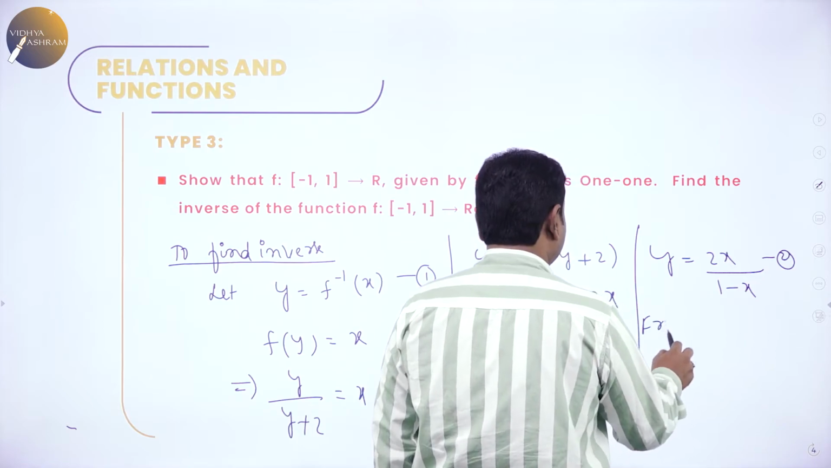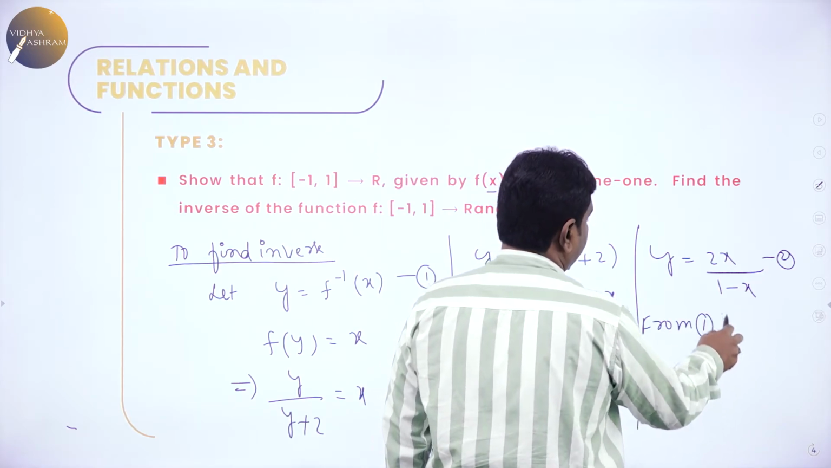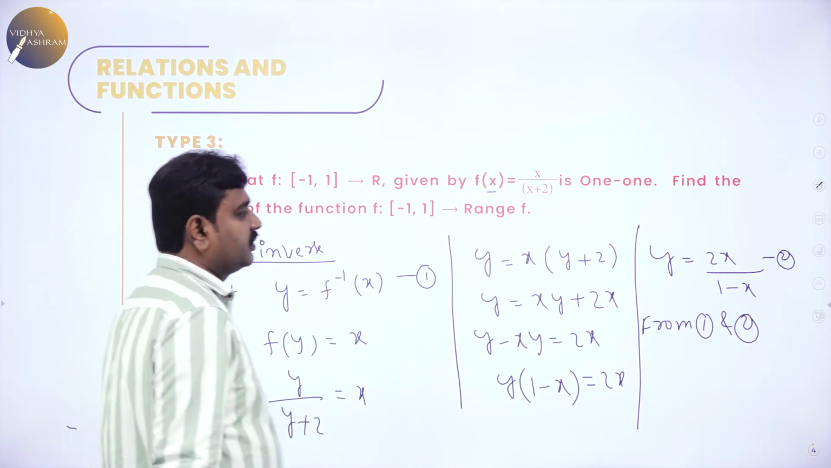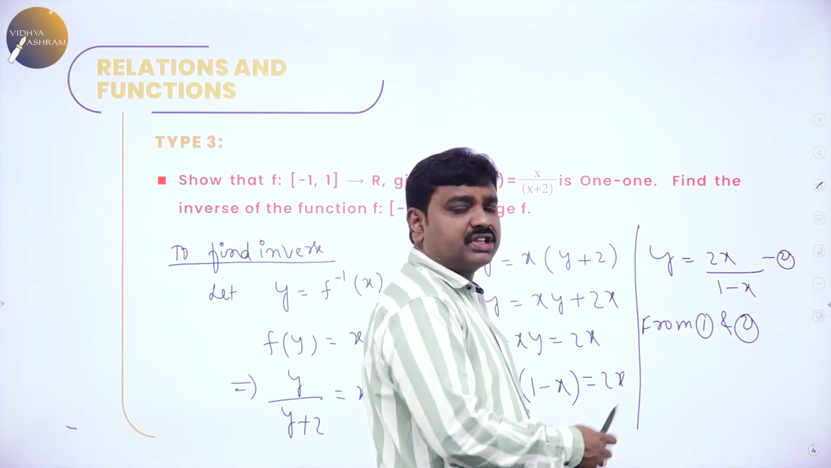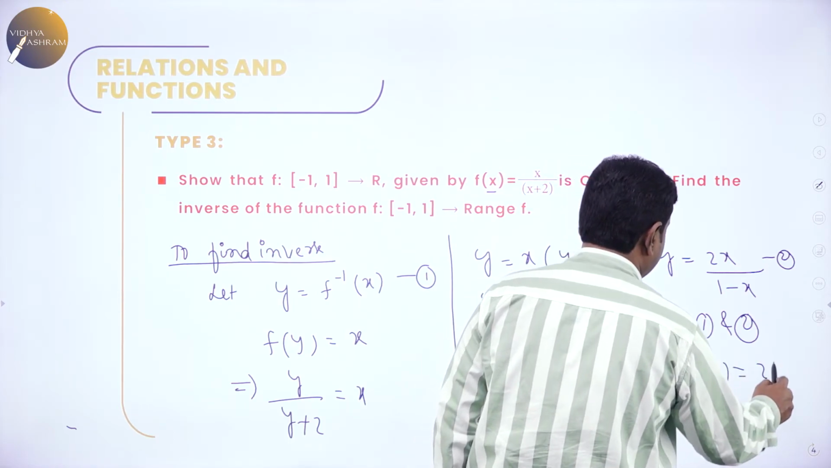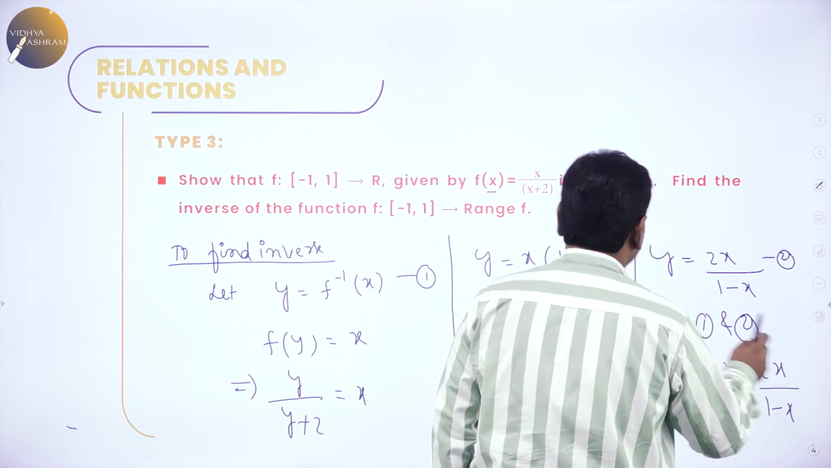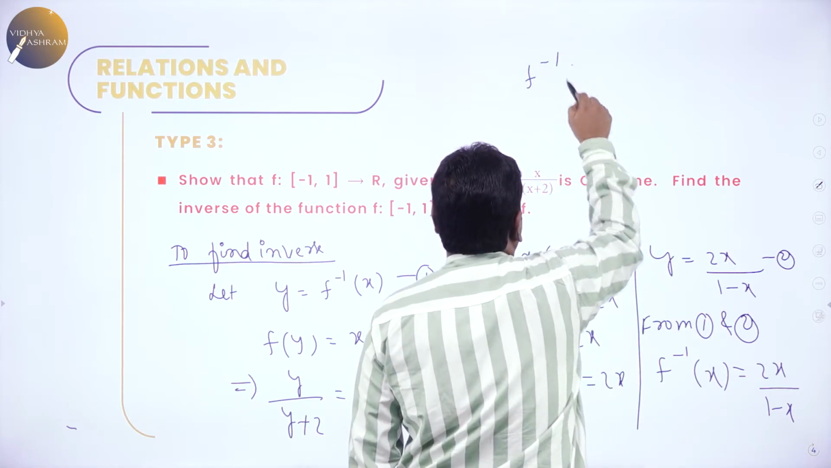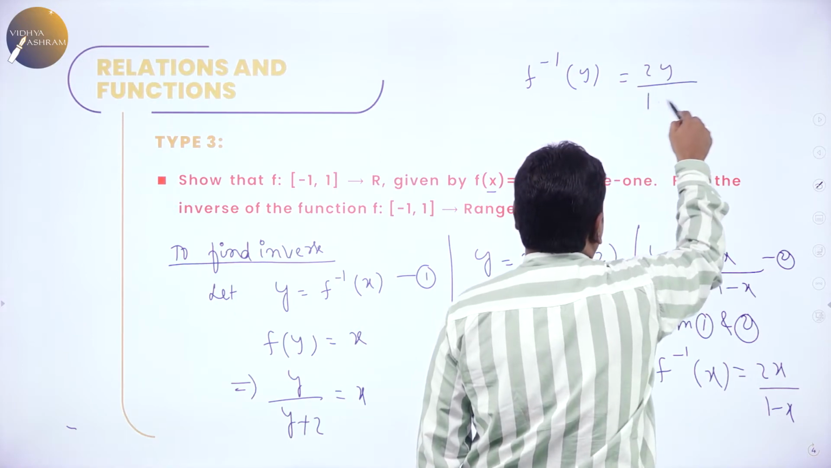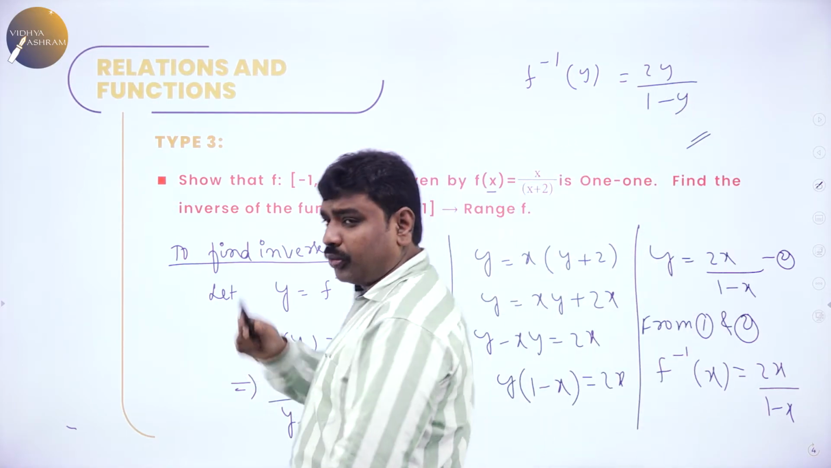So from equation 1 and equation 2, observe: in 1 it is f inverse x, and this is also this. In 1 and 2 the LHS is the same, so equate the RHS. Therefore, f inverse x is equal to 2x divided by 1 minus x. If they want you to find f inverse y, in the place of x substitute y. It will become 2y divided by 1 minus y. That's it. I hope all of you understood.